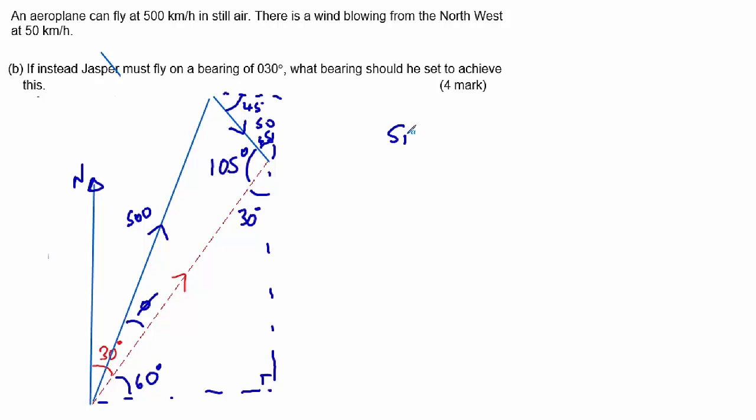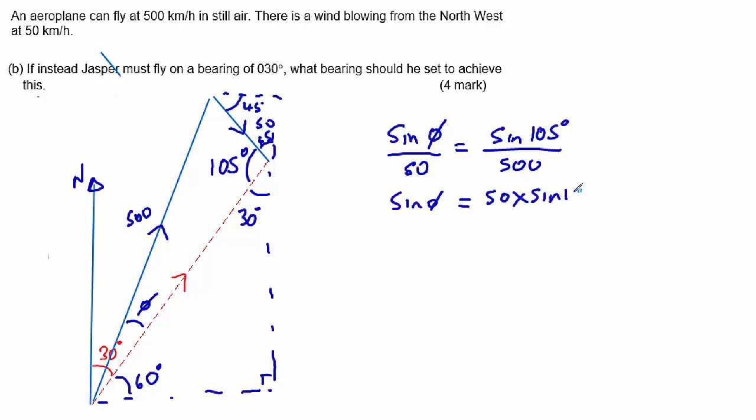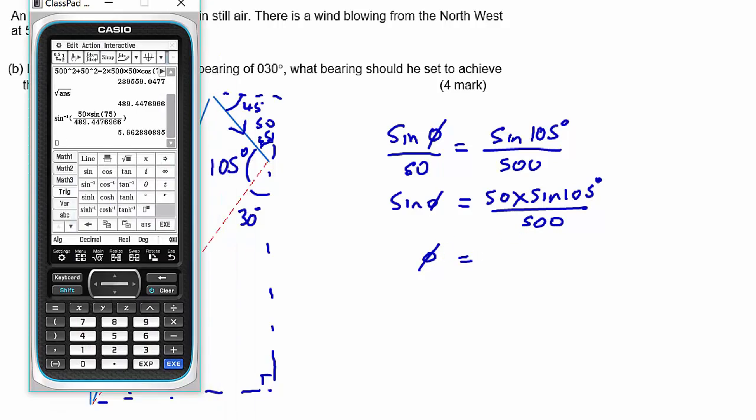Okay, so we've got sine phi divided by 50 has to be equal to sine 105 divided by 500. So sine phi is going to be 50 times sine 105 over 500. And then we've got phi equals. So we're going to do the inverse sine of 50 multiplied by sine 105, and we'll divide that by 500.